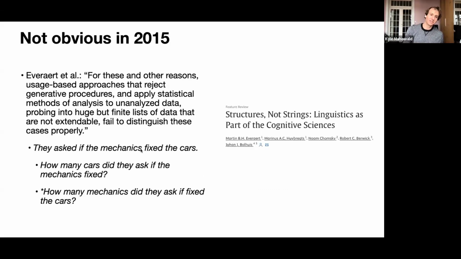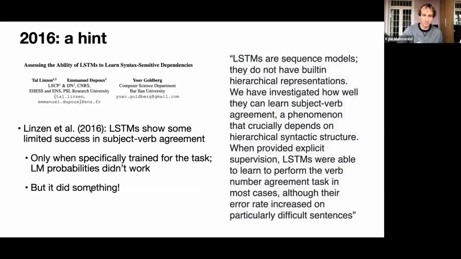Here's Everaert et al. saying, for these reasons and others, usage-based approaches that reject generative procedures and apply statistical methods to analyze data fail to distinguish these cases, right? And compares cases like how many cars did they ask if the mechanics fixed to how many mechanics did they ask if fixed the cars. Right, and I think this is, again, a case that language models probably would be able to, at this point, tell apart these just based on statistical methods.